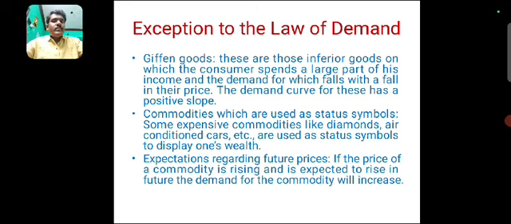The second exception is commodities which are used as a status symbol. Some expensive commodities like diamonds, air conditioners, cars, etc. are used as a status symbol to display one's wealth. The third exception is expectations regarding future price. If the price of a commodity is rising and is expected to rise in future, the demand for the commodity will increase.